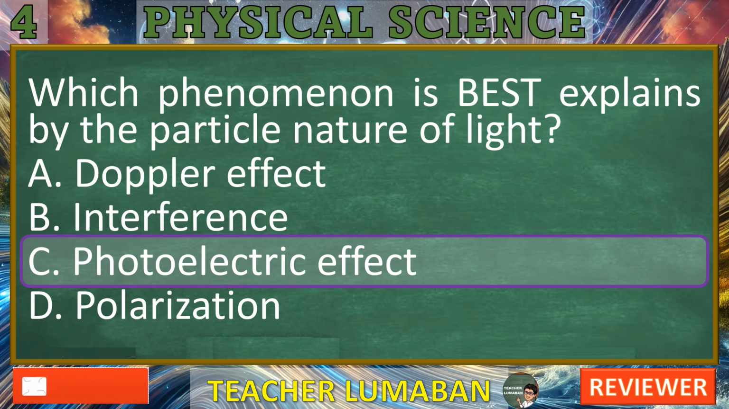D. Polarization. Polarization refers to the orientation of light waves in specific directions and is explained by the wave nature of light. It involves the direction of oscillation of light waves, not particles. In summary, the photoelectric effect is the phenomenon that is best explained by the particle nature of light, as it involves photons interacting with electrons.